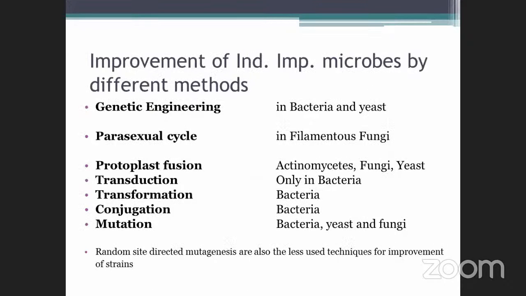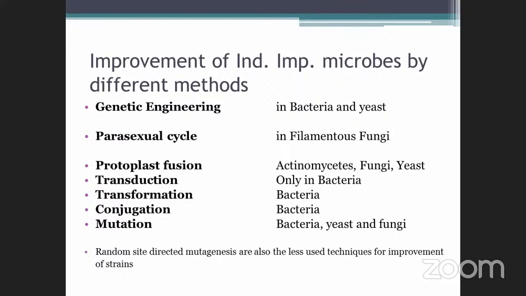So apart from genetic engineering, which is generally used for bacteria and yeast, the parasexual cycle is also used for filamentous fungi, where parasexualism is generally found. Protoplast fusion, I think many of you know, is where two cells are fused together to produce one giant cell, which is very easy in plant biotechnology, and generally used for yeast, fungi, and actinomycetes. Transduction, transformation and conjugation are all there, but they are not that much used, and are restricted to bacteria only.